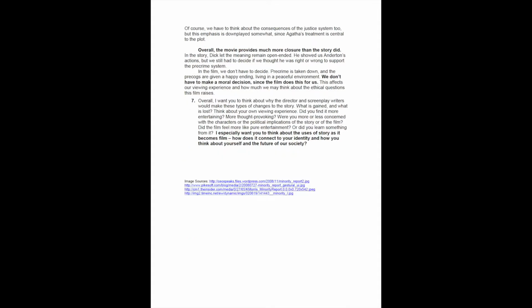Of course, we have to think about the consequences of the justice system too, but this emphasis is downplayed somewhat since Agatha's treatment is central to the plot. Overall, the movie produces much more closure than the story did. In the story, Dick let the meaning remain open-ended. He showed us Anderton's actions, but we still had to decide if we thought he was right or wrong to support the PreCrime system. In the film, we don't have to decide.